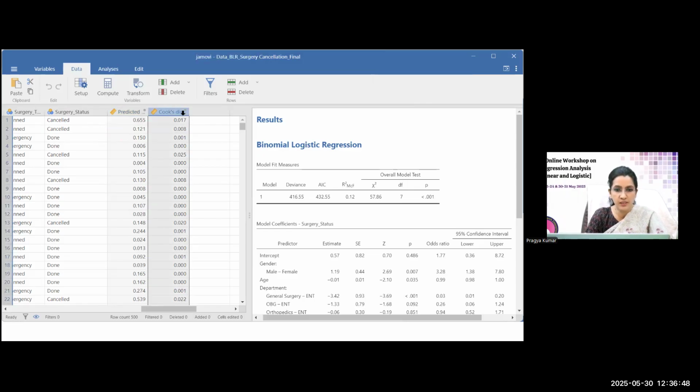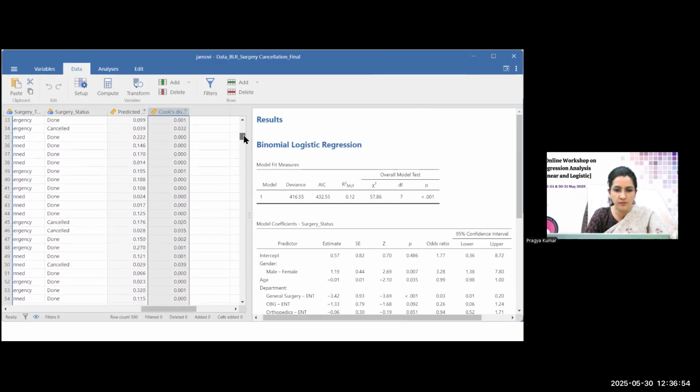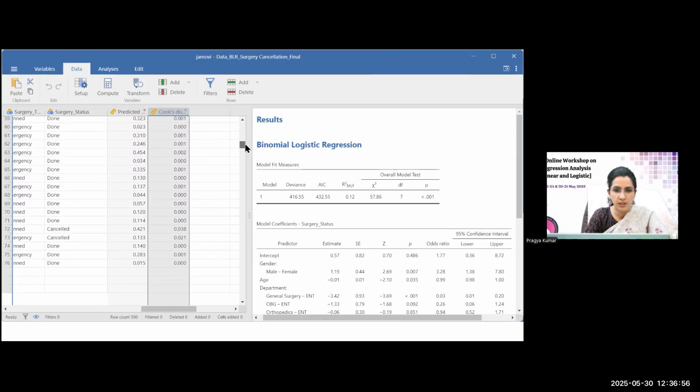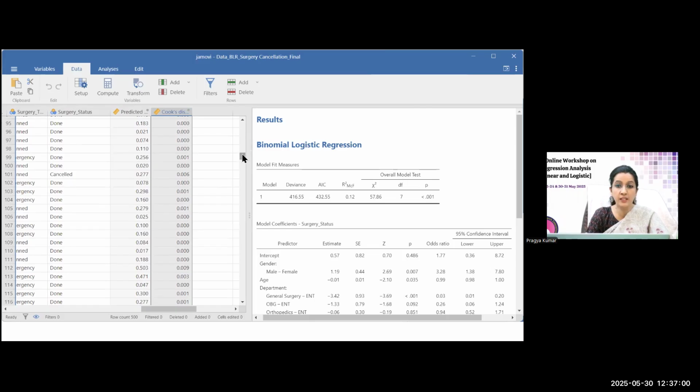This is the Cook's distance. Again, you can see individually any Cook's distance more than 1. So I think all the values are less than 1, so there's no influential point. It doesn't give you overall Cook's distance, like in the case of linear regression, it gives you the individual Cook's distance, so that you can check.